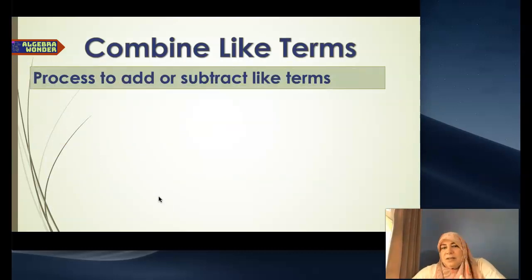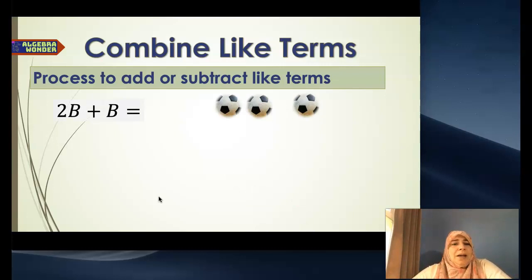You can just add and subtract, the same way we added the green apples. Here we have 2 balls and a ball. You can just add them up. 2 balls and a ball is 3 balls. So you can actually just add the coefficients. The coefficient here is 2, and the coefficient here is 1. So 2 plus 1 is 3. 3 what? 3 balls. That's how we combine them.